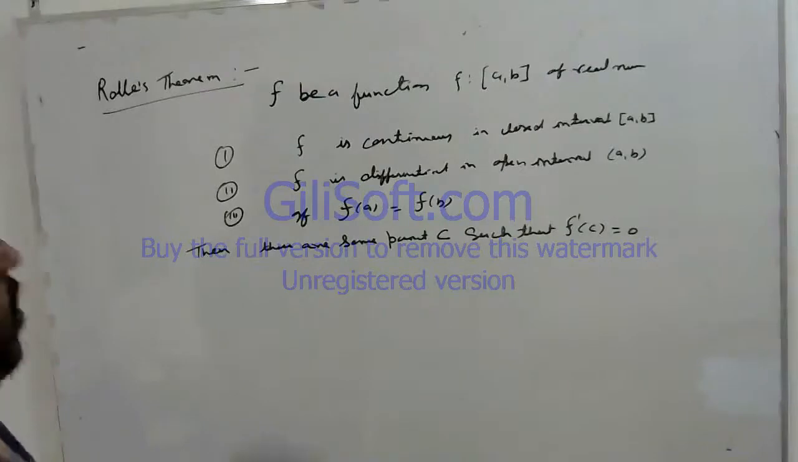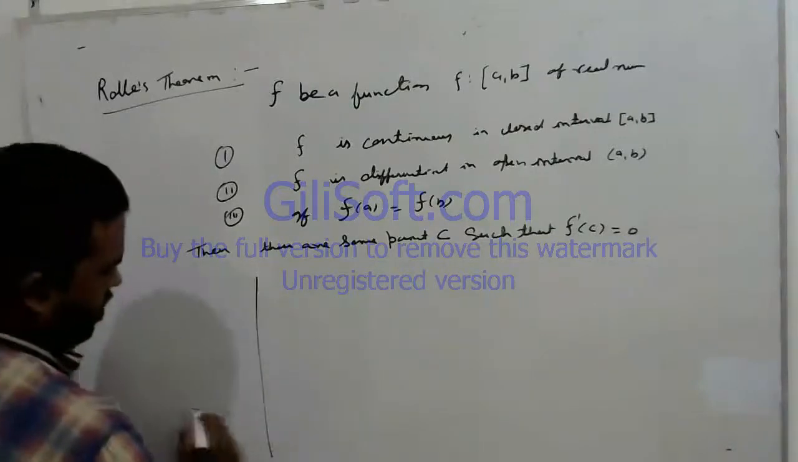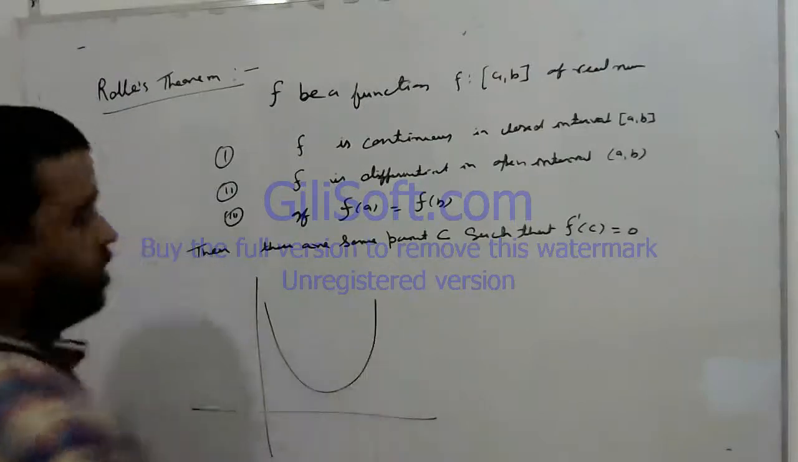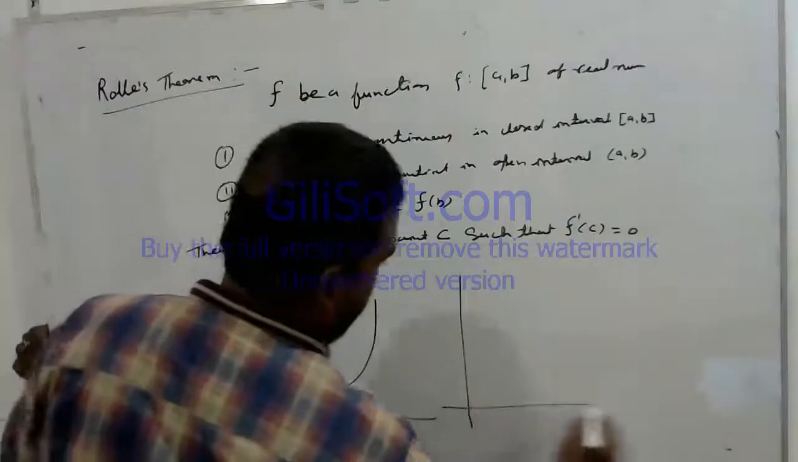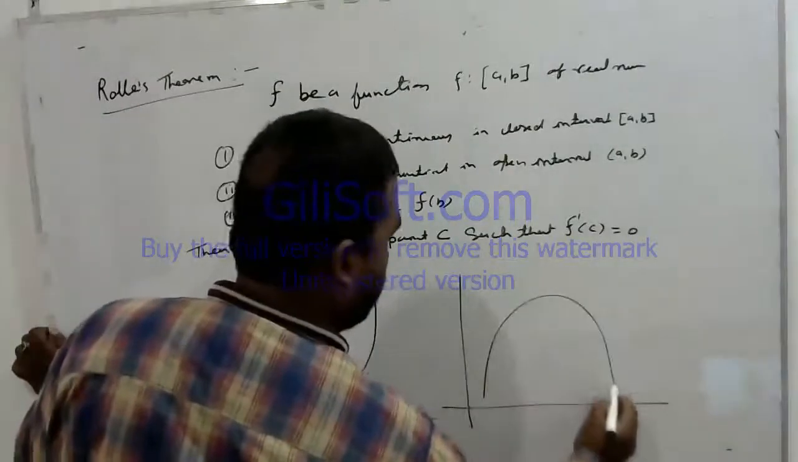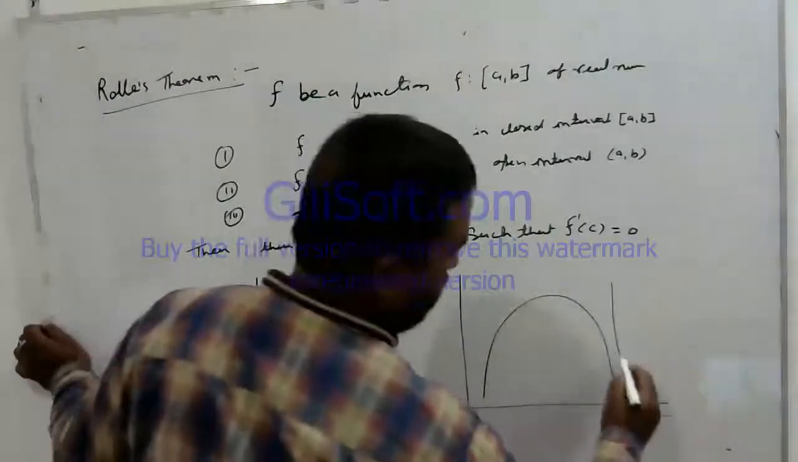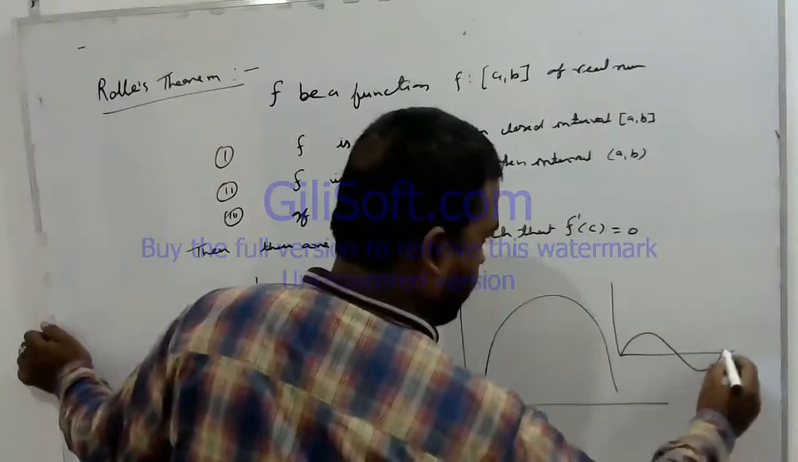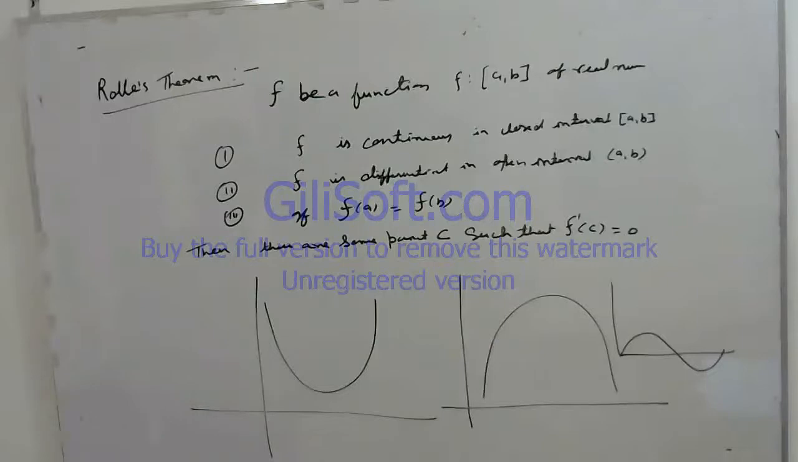Actually, what is the meaning of Rolle's theorem? Now try to understand. Suppose there is a function. Which type of function do you have? Suppose we have this type of function, and suppose there is another function of this type, for example in this way. There are 3 types of functions.